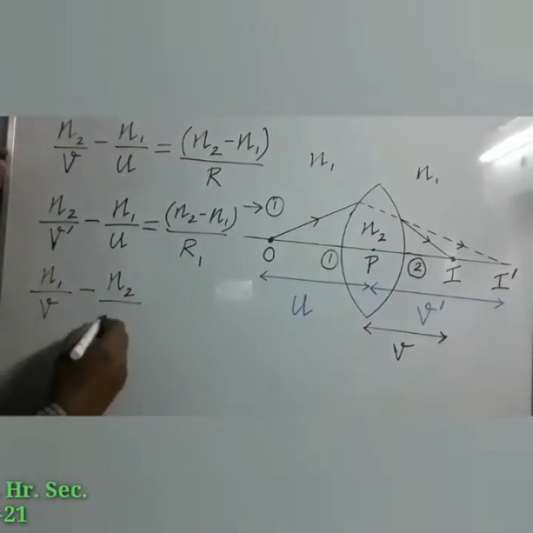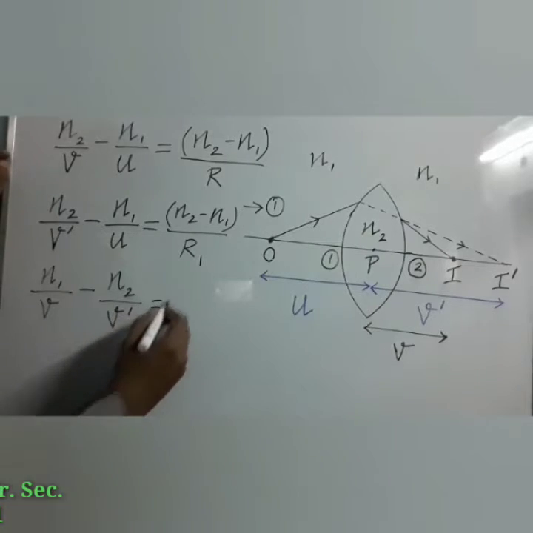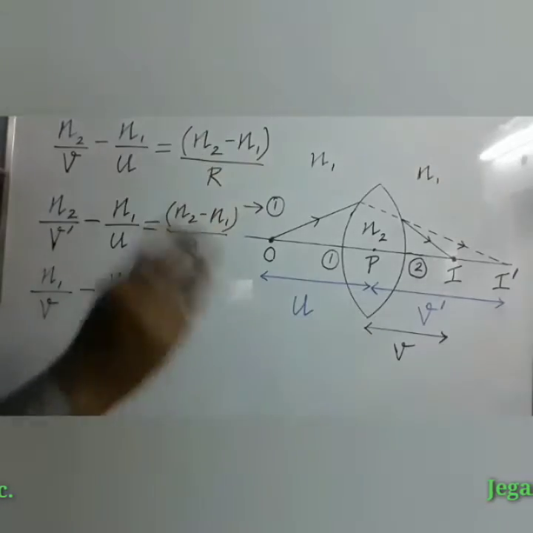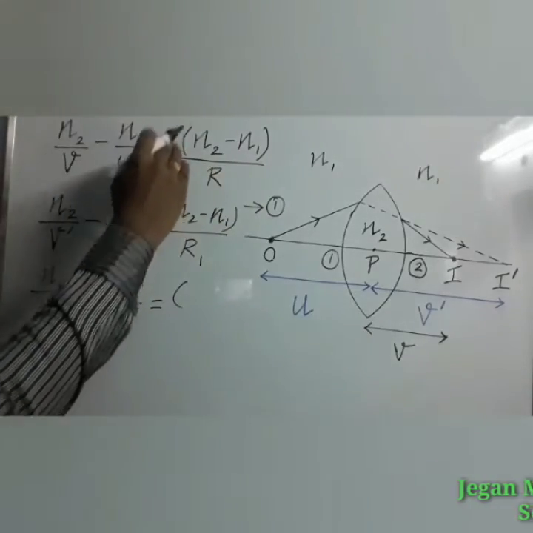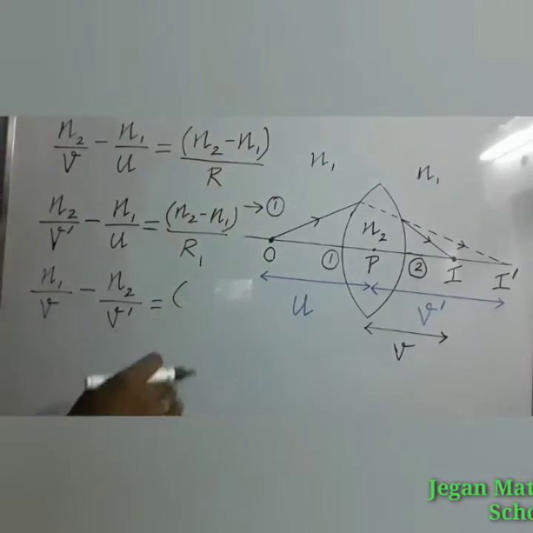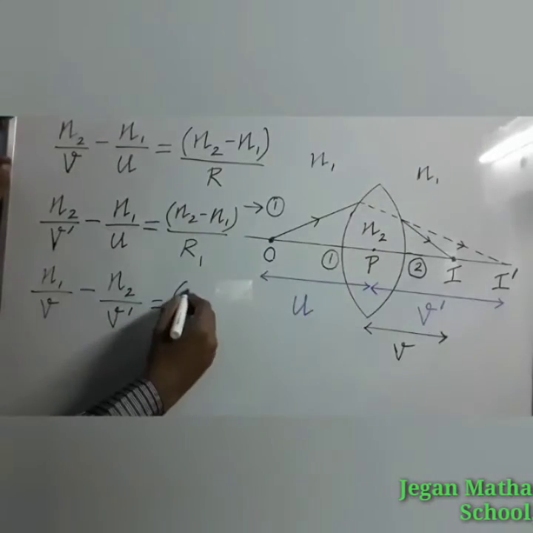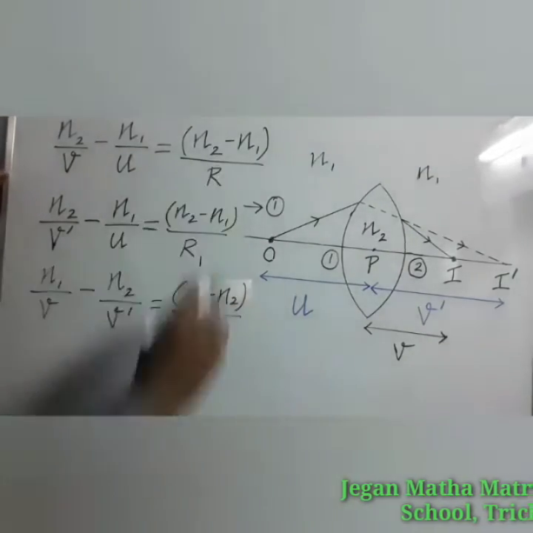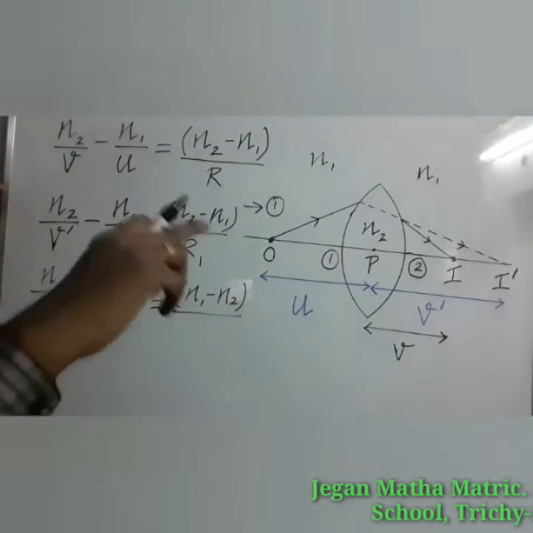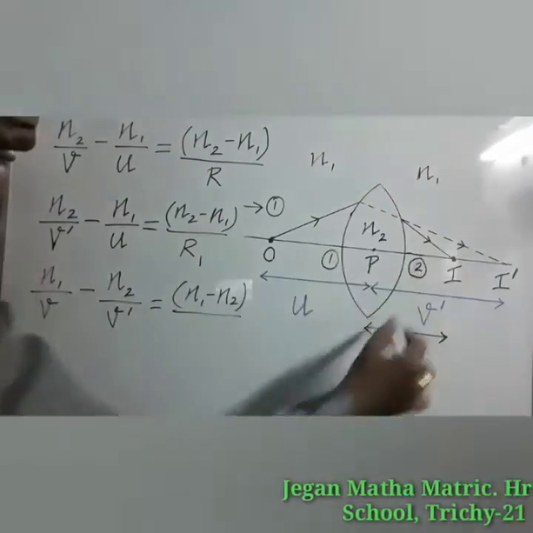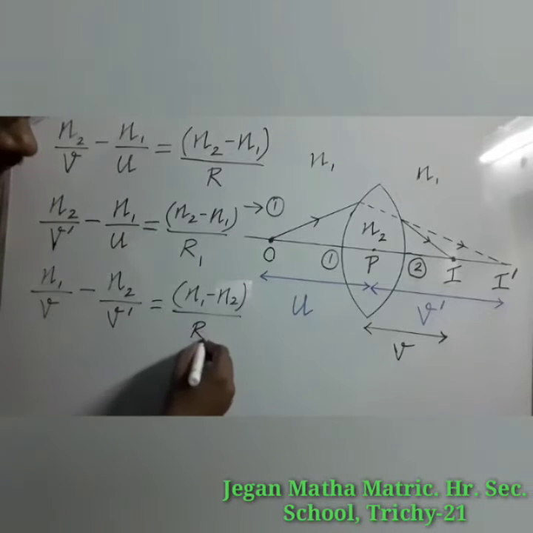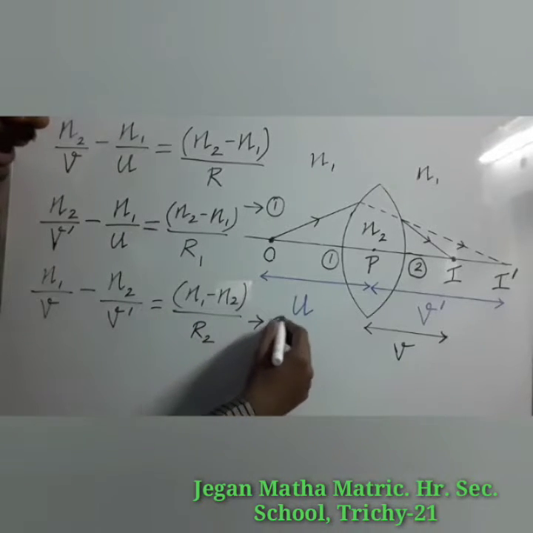What is the distance? V dash is equal to, here you can interchange. Actually you have to understand like that. So the refractive index of the second medium minus the refractive index of the first medium. In this situation it is changed. So here also you have to change, N1 minus N2 divided by R. R is the radius of curvature for the single spherical surface. Here we are talking about the second spherical surface that has the radius R2. Let us take this as the second equation.